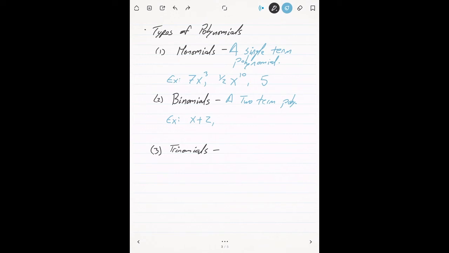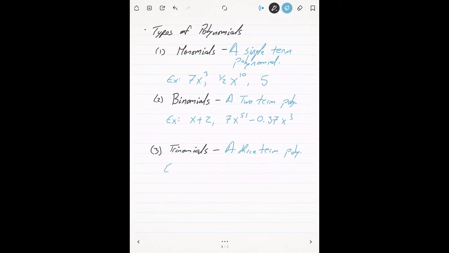We could have things more complicated like 7 times x to the 51st minus 0.37 times x to the 3rd, whatever. As long as there are just 2 terms we're combining together, then we have a binomial. And again, the trinomial, like before, we look at the root word tri, and we see that we would have a 3-term polynomial. A 3-term polynomial. Again, we're now just adding 3 terms together.